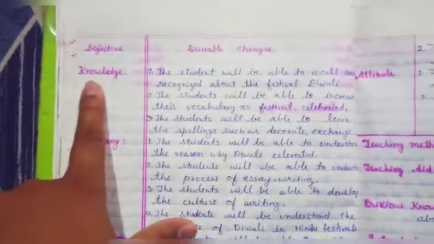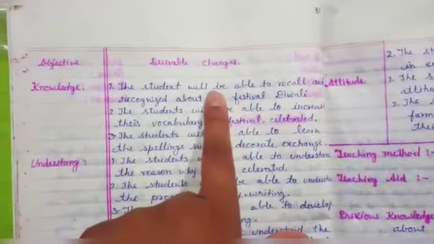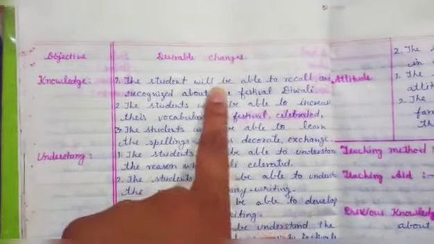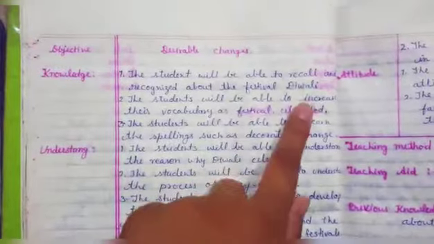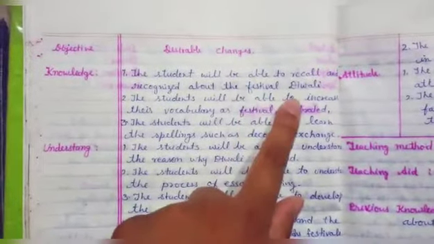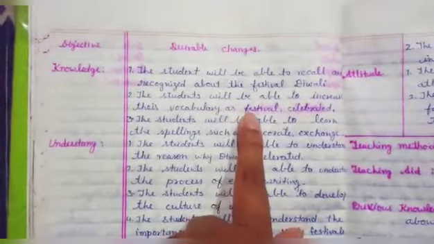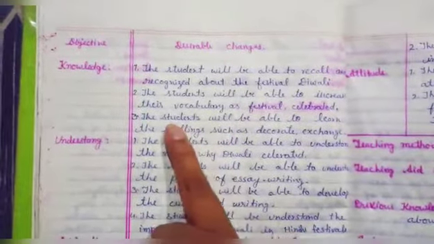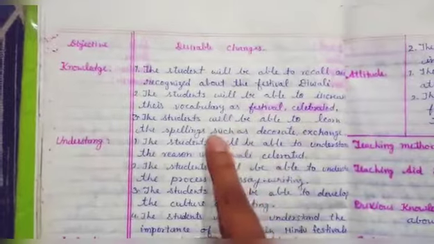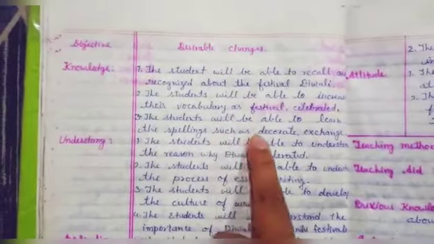So the first objective is knowledge, and the desirable change which we wish to bring in the students is that the students will be able to recall and recognize the festival of Diwali. The students will be able to increase their vocabulary, such as festival, celebrated, etc. The students will be able to learn the spelling of words such as decorate, exchange, etc.